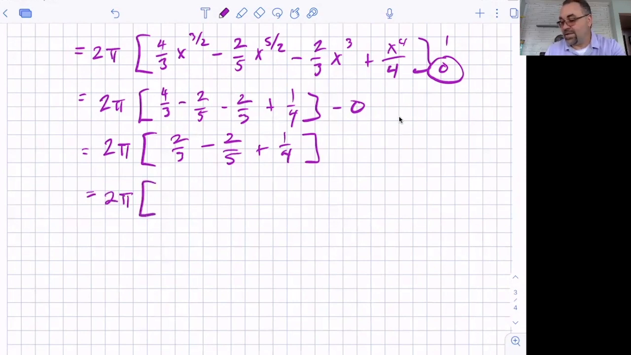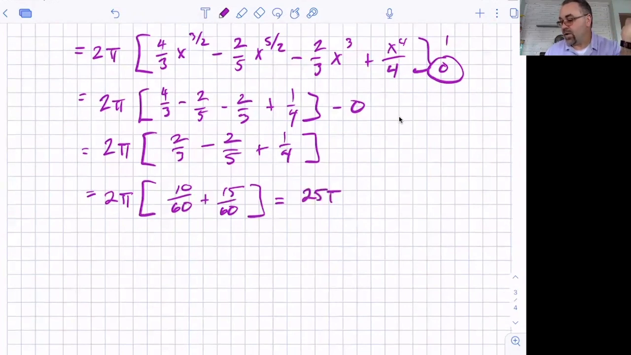So this is 40/60 minus 30/60, which is 10/60, plus 15/60. So now we get 25/60 times 2 pi, or we get 25 pi over 30. And that's our volume for this solid of revolution.